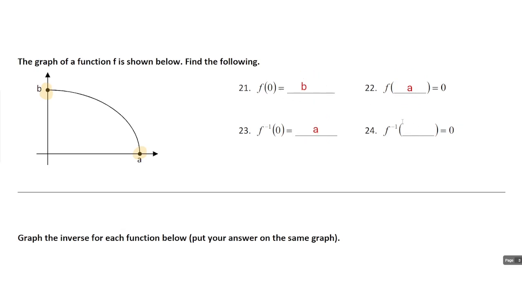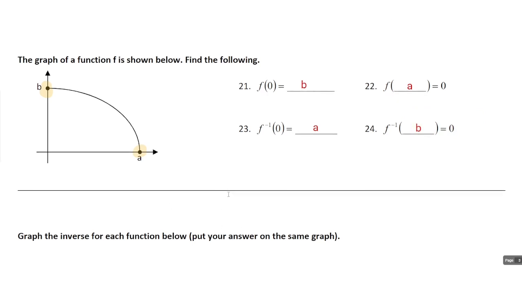It's saying f inverse of what is 0. So in other words, what y value is associated with an x value of 0? And that would be b. It's kind of hard to put the inverse into words.